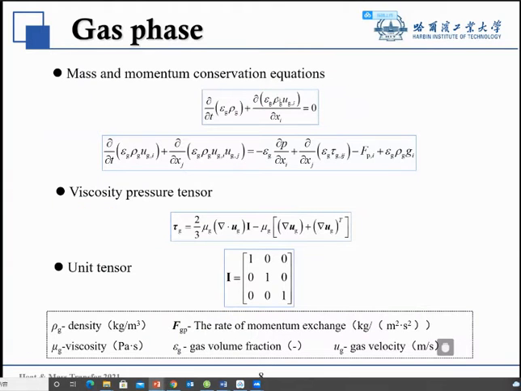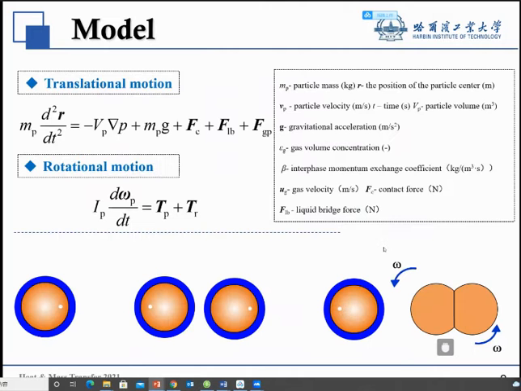So here are some equations for the gas phase. If there are many equations, you could show the equations briefly and tell the listeners the equations you choose. For example, I will introduce these slides like this. Here are some equations for the gas phase, such as the mass and momentum conservation equations, the viscous pressure tensor, and unit tensor. So next we can pass to the next page.